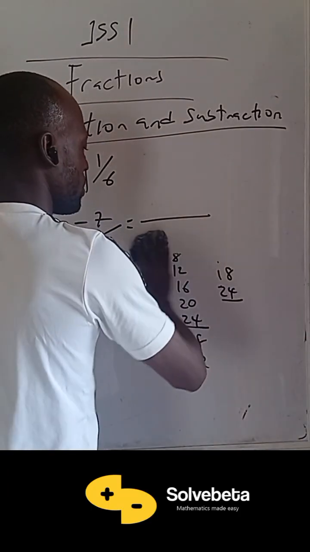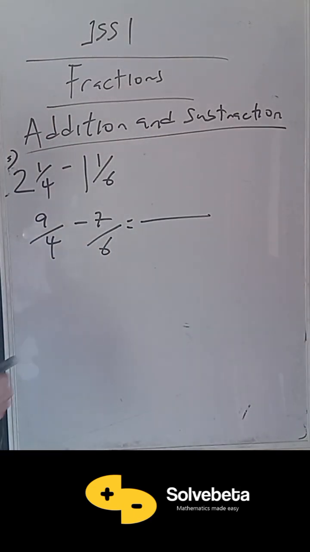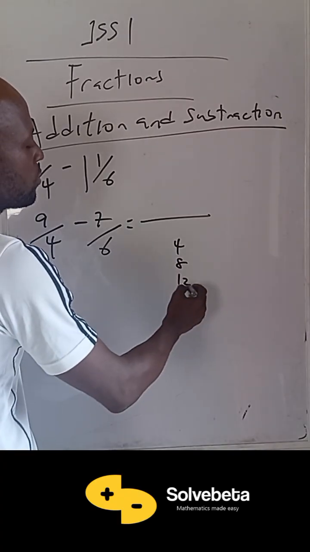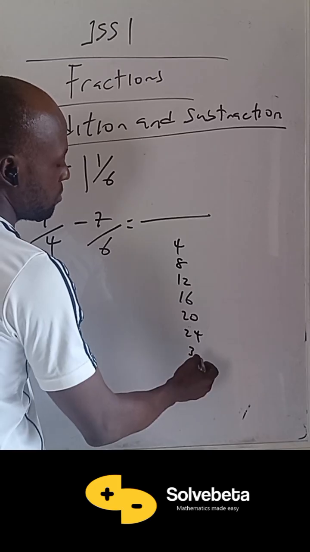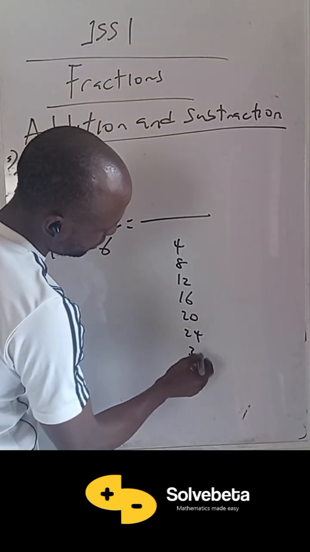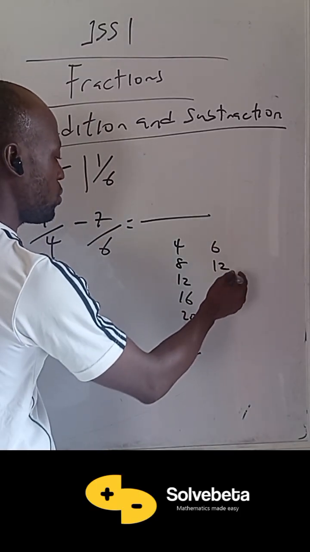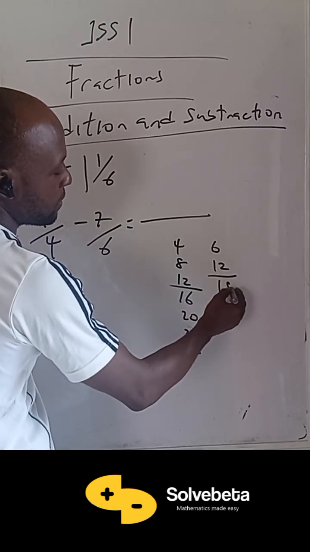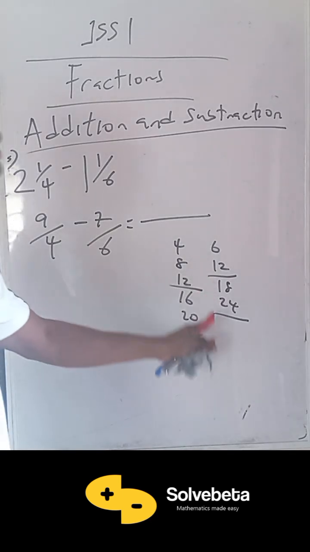LCM is 24. Is that really the LCM? No. That's not the LCM. Check. There's something lower than that. 4, 8, 12, 16, 20, 24. Then you have 6, 12. 12 is the LCM. There's 12 here. 6, 12, 18, 24. There's 12 before 24. So the lowest common multiple is 12, not 24.